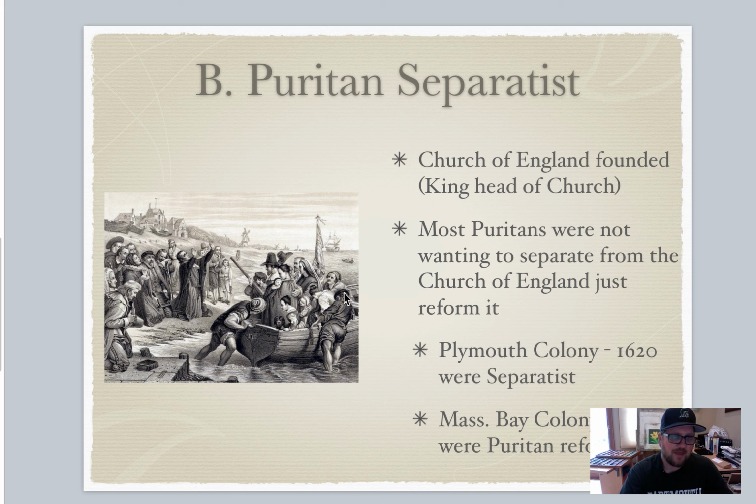Two colonies that were set up in that way, which we'll get to in period 2, are the Plymouth colony, who were separatists, who actually wanted to separate from the Church of England, and the Massachusetts Bay colony, who were basically reformist or non-separatist, who just wanted to reform the Church of England, but not actually separate from it. And we'll see these two colonies again in period 2.